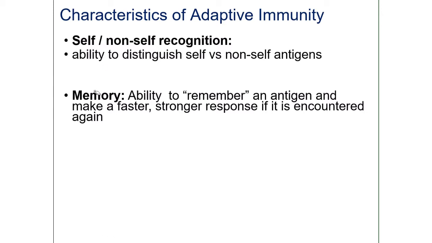Another one is memory. Okay, you have the ability to remember a specific foreign antigen on the pathogen, and so next time if you encounter it again, you are going to be able to deal with it much, much quicker. At this point, maybe I should clarify the difference between pathogen and antigen, right? Some people might find that confusing.